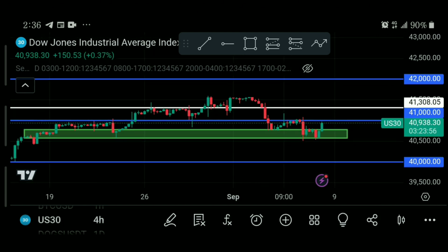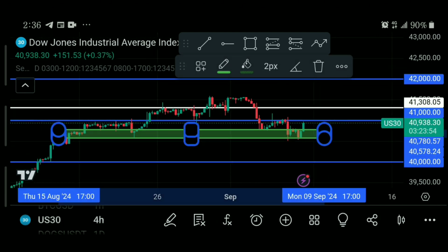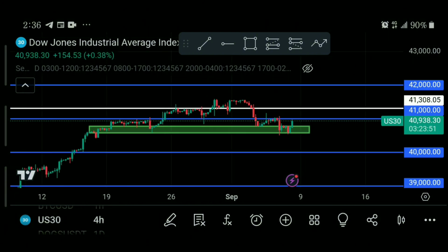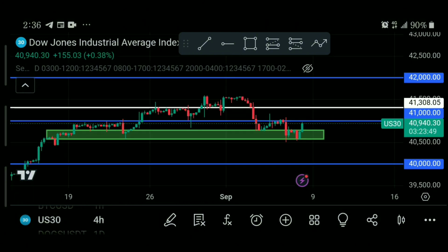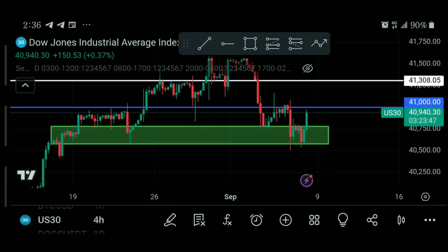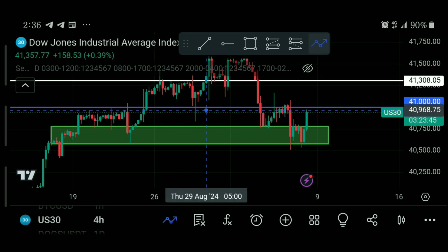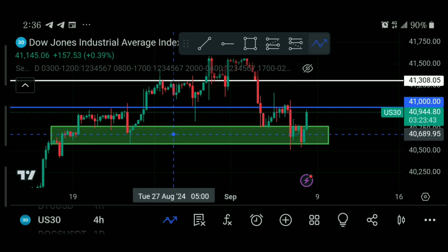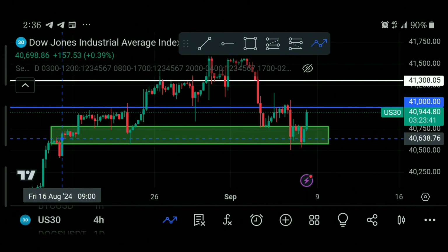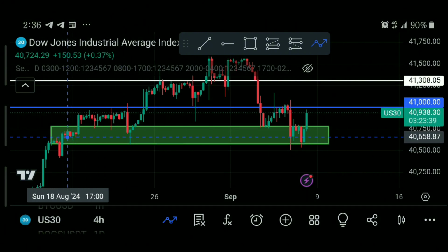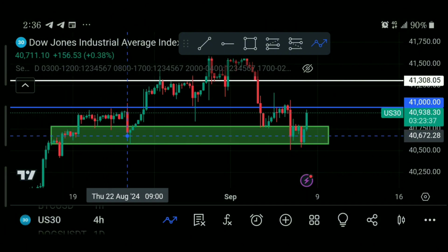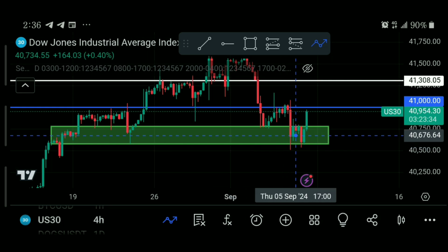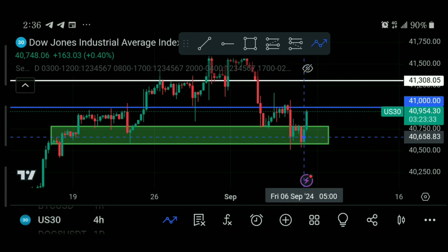So guys, this is our recent support here, and if you observe, the market has been struggling to go below that level. You can see the market tested the area about 4 times. The first one being here, the second one is here, the third and the fourth.